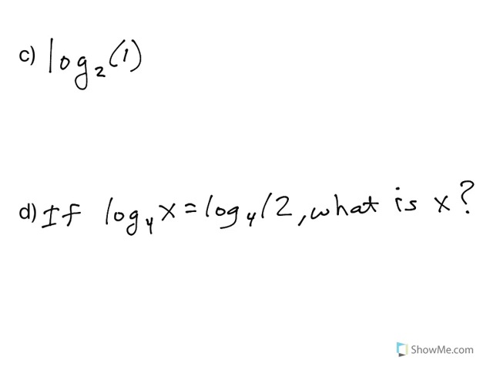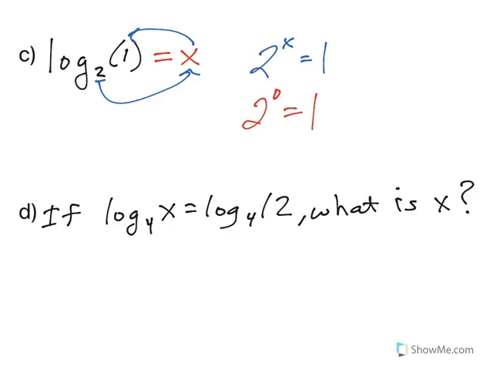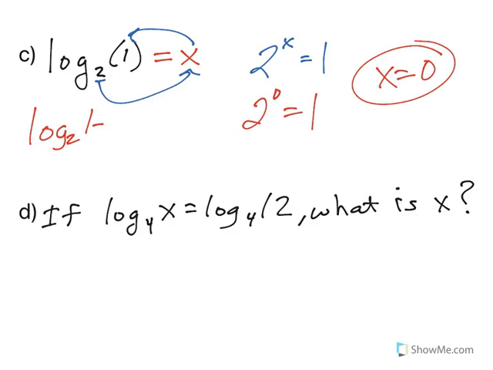What is the log of 1 base 2? Well, let's make this equal to x so that we can write this as an exponential. 2 to what power gives me 1? Think back. Anything to what power is 1? Well, anything to the 0 power. So x must be 0. So log of 1 base 2 equals 0.